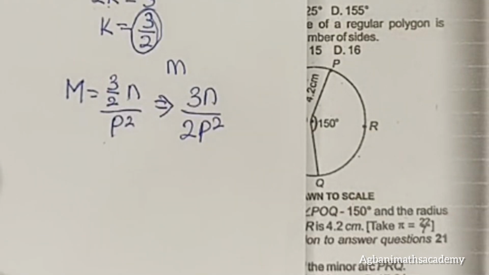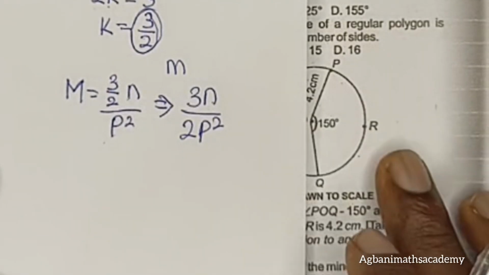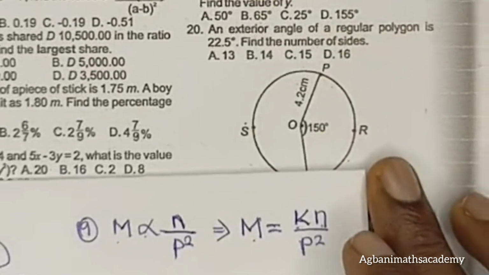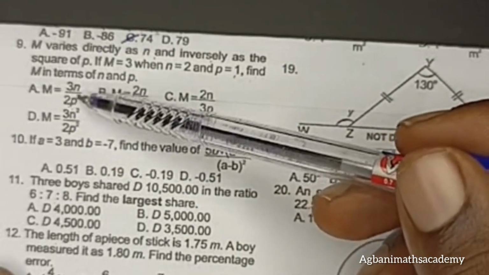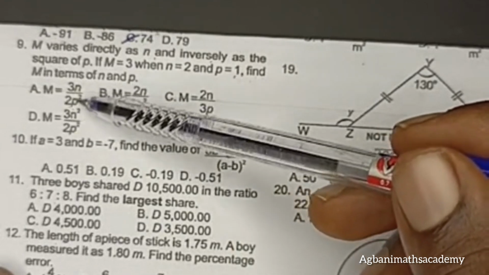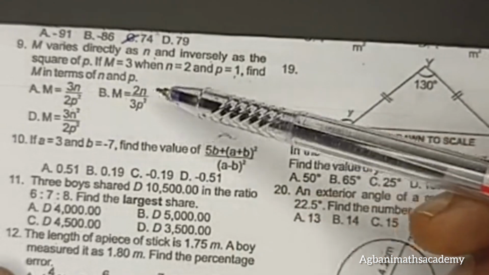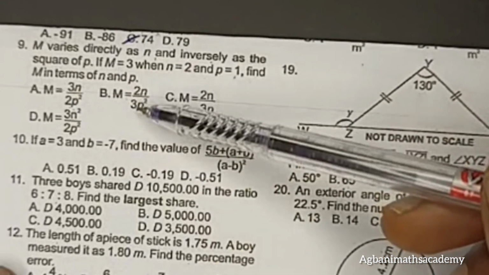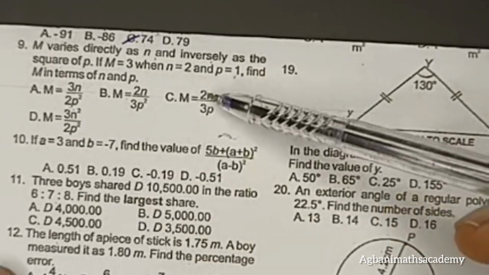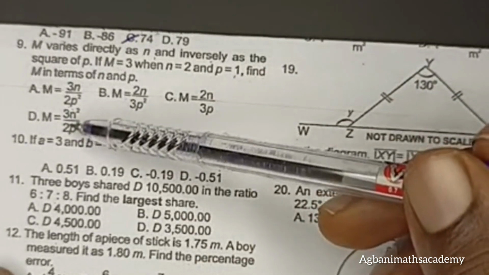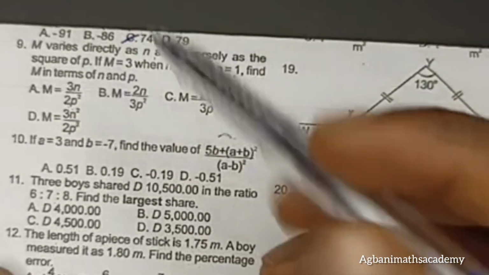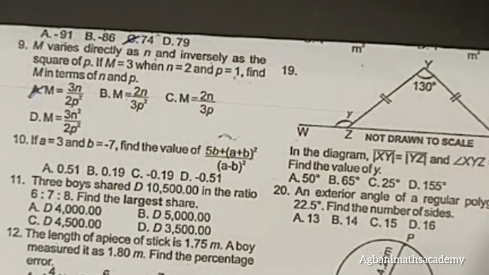To make the answer look better. Okay, so let's see our options. 3n all over 2p squared. So this is the correct option. Other options are 2n all over 3p squared, not correct. 2n all over 3p, not correct. 3n squared all over 2p squared, not correct. So the correct option is A. M is equal to 3n all over 2p squared.